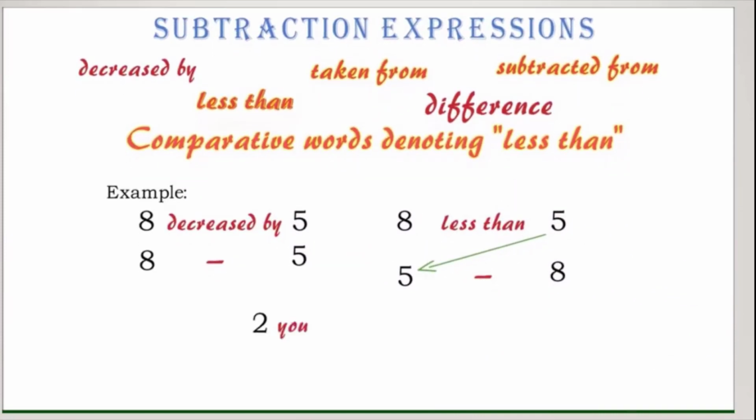He is 2 years younger than X. This will be X minus 2. Notice, we wrote the X first and the 2 second.